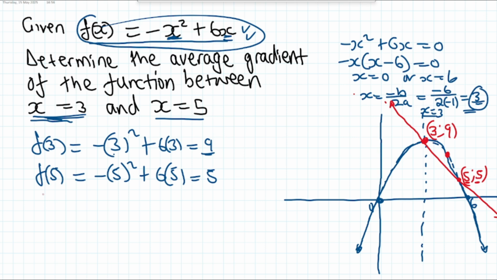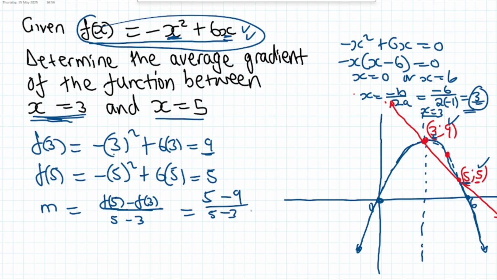What do we get? We're going to say m is equal to f of 5 minus f of 3. These are the y values when x is 5 and when x is 3. And then over the x values, 5 minus 3. f of 5 is 5, so we're saying 5 minus f of 3, which is 9, over 5 minus 3. 5 minus 9 is negative 4, over 2, which is negative 2.